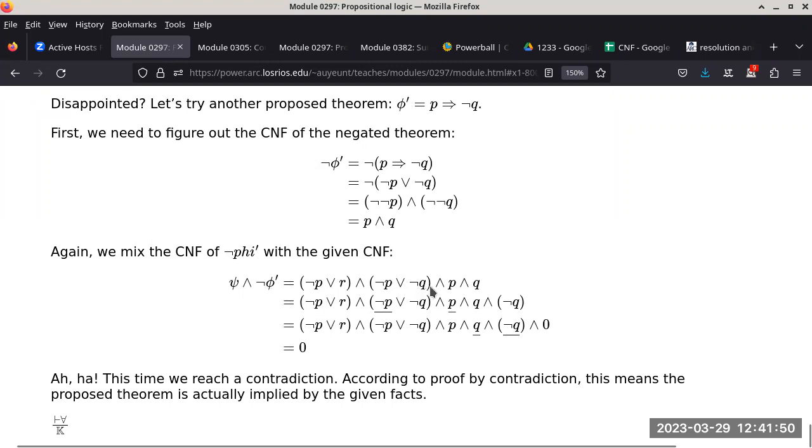This portion here up to here corresponds to psi. This portion here corresponds to not phi prime. Are we still doing okay so far with those Greek symbols? Okay. So now the question is, can we apply resolution? Once again, use the systematic approach. If this is the first time you're doing it, I would suggest using a very systematic approach.